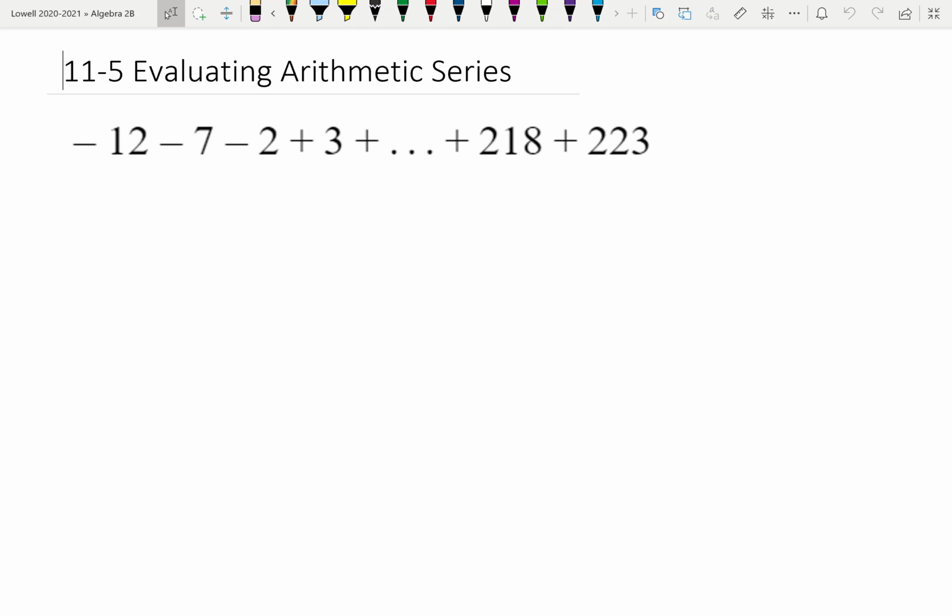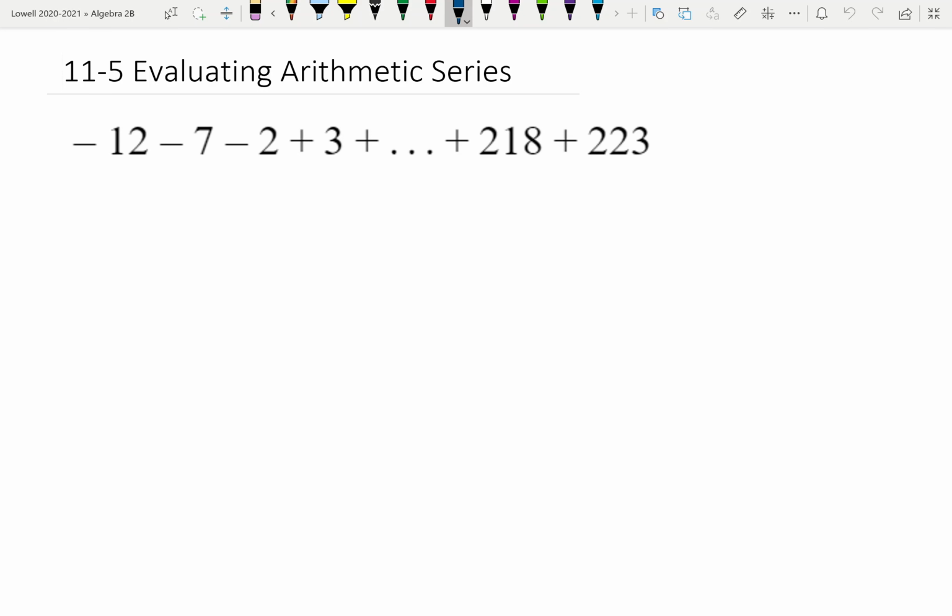Welcome back, folks. So we have another series here to evaluate. In this scenario, we actually just need to evaluate. Well, we know what we're adding up. We're going from negative 12, adding negative 7, adding negative 2, adding 3, and so on. And our final term that we're adding is 223.